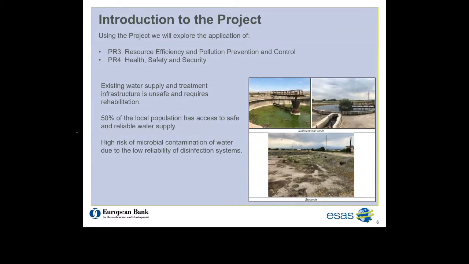So as I said earlier, the existing water supply and treatment infrastructure is unsafe and it requires rehabilitation and improvement. Only 50% of the local population has access to safe and reliable water supplies. And there is a high risk of microbial contamination of water due to the low reliability of disinfection systems.